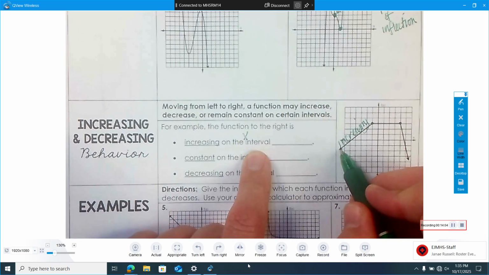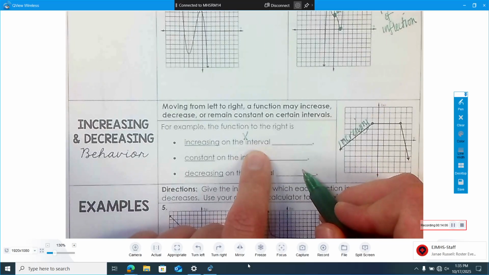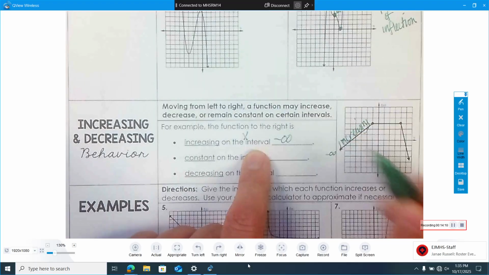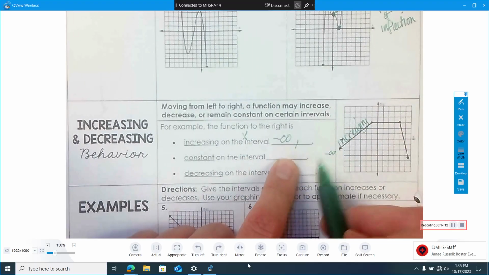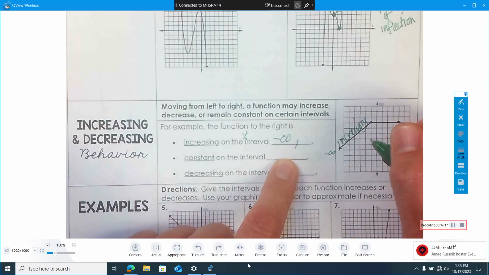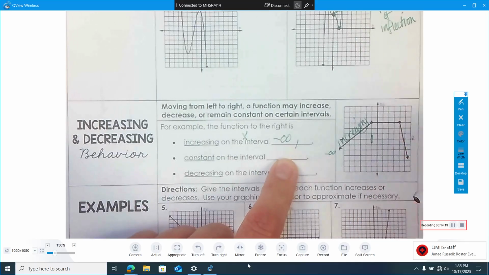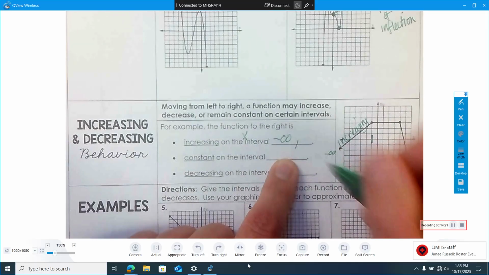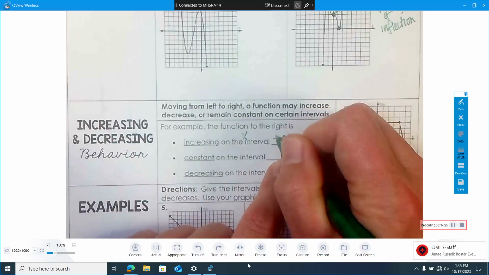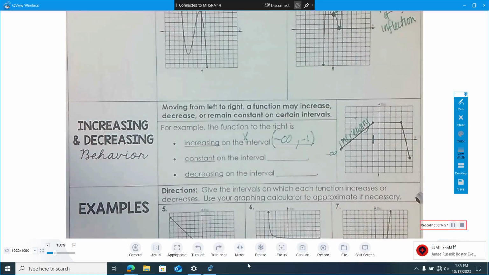How far to the left does this arrow go? Infinite, right? So this goes all the way to negative infinity. And then we're increasing all the way to what x value? -1. We're stopping right here at -1. So we are increasing that whole little interval. Our graph is going uphill.